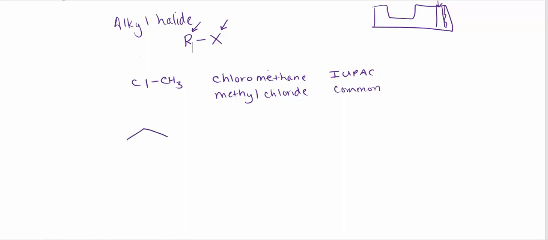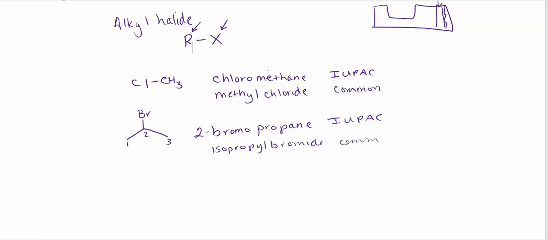Now we could also have, say, something like this. Name the alkane first. Here we have propane. Number for your substituent, just like when we had alkyl groups as substituents. And we have a bromo group at carbon 2. So this would be 2-bromopropane. That is the IUPAC name. Now the common name would be isopropyl bromide. Again, that is the common name.